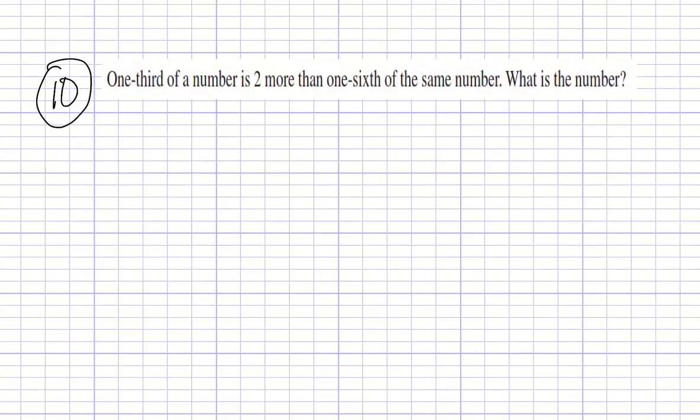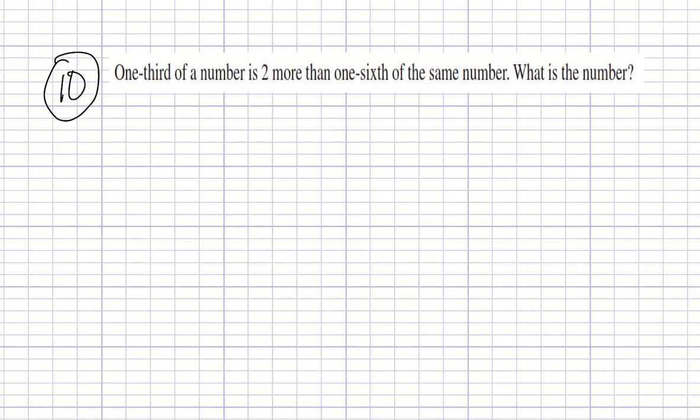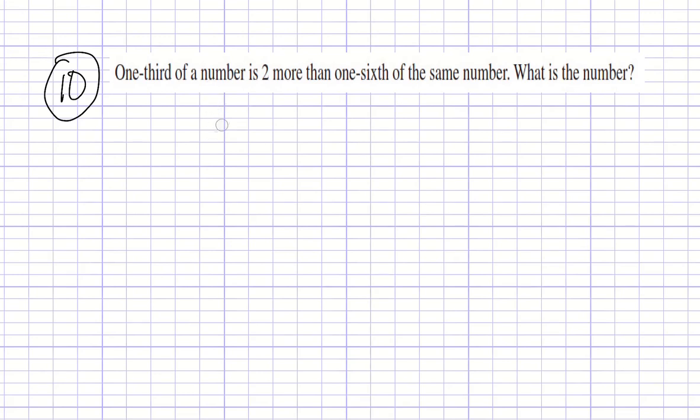Okay, let's look at the next one. Say 1/3 of a number is 2 more than 1/6 of the same number. What is the number? It's the same idea, but now they made it a little bit tongue twisting. Okay, the same idea. Let x be the number. So, what are they saying? 1/3 of the number is 2 more than 1/6 of the number.